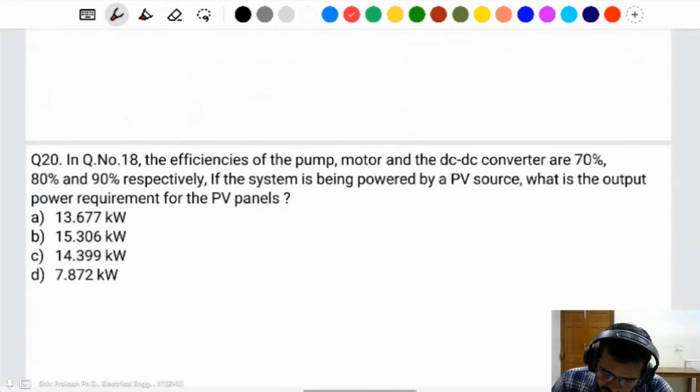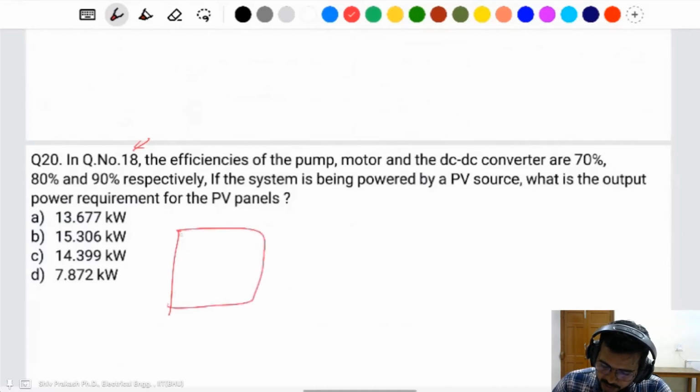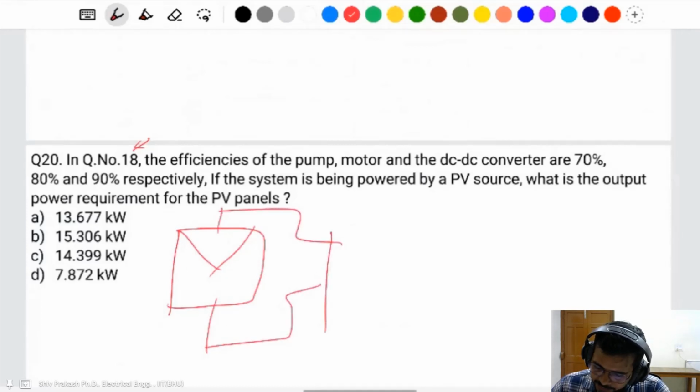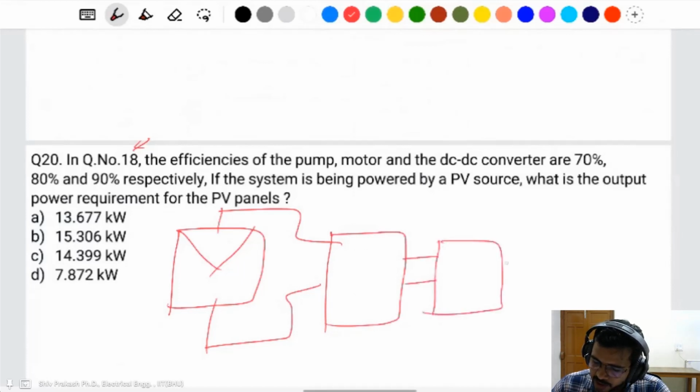In the same question, efficiency of the pump, motor and DC converter are 70%, 80%, 90% respectively. If the system is being powered by a PV source, then what is the output power requirement of the PV panel? Same thing, there is a PV panel, there is some DC converter, after that the motor. Motor is directly connected to the shaft of the water pump.